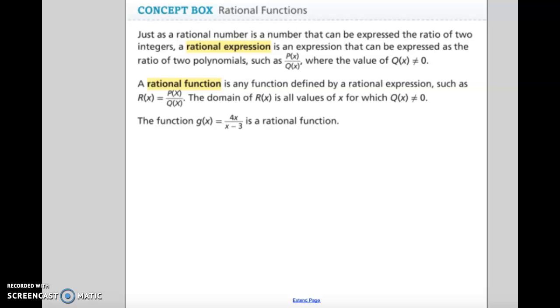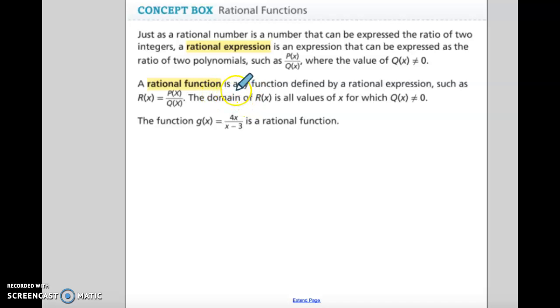Hi guys, so this is just a little short video on rational functions and how to find vertical asymptotes. Just to talk about vocab really fast, in chapter 2 we talked about quadratics, in chapter 3 we talked about polynomials, and chapter 4 is all about rational functions. A rational function is basically a polynomial divided by a polynomial, okay?